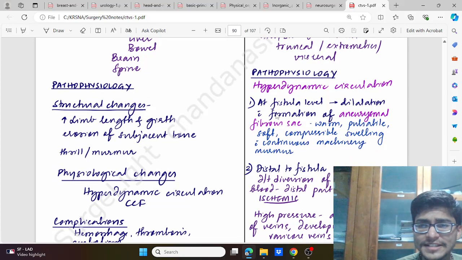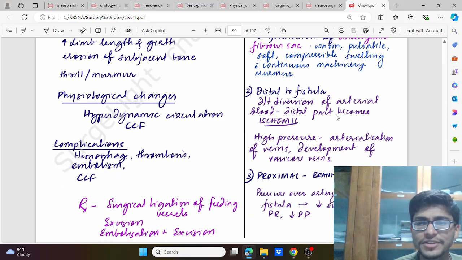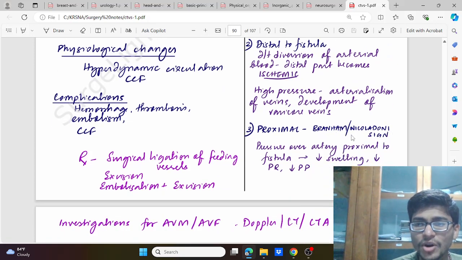At the fistula level there is dilatation and formation of an aneurysmal fibrous sac, which is a warm, pulsatile, soft, compressible swelling, with a continuous machinery murmur. Distal to the fistula, due to diversion of the arterial blood, the distal part becomes ischemic and there is high pressure arterialization of the veins, with development of varicose veins. Proximal, there is the Branham or Nicoladoni sign: pressure over the artery proximal to the fistula causes decreased swelling, decreased pulse rate and decreased pulse pressure.